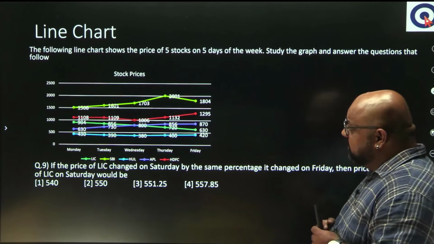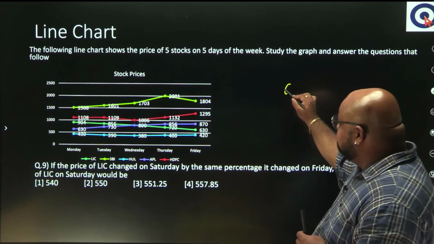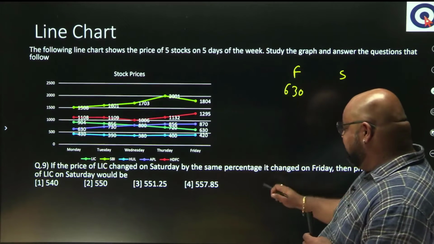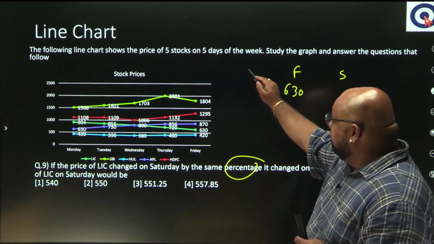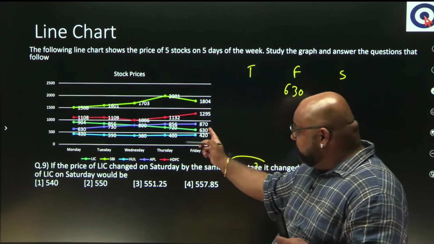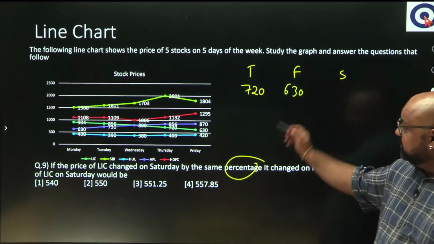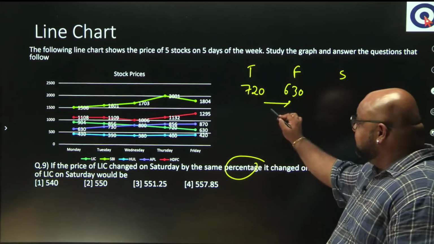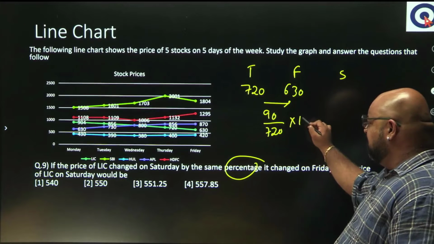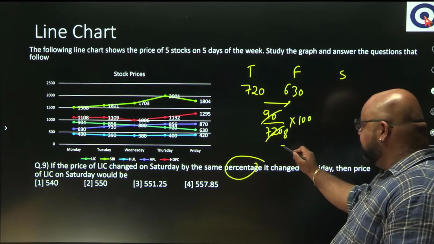Let's look at LIC. LIC is this line. So LIC on Friday was 630. It says on Saturday it changes by the same percentage it changed on Friday. So if I want to find the percentage change on Friday, I need the price for Thursday. Thursday it was 720. What is the percentage change on Friday? The percentage change on Friday is a difference of 90 on a base of 720 into 100, which is 12.5%.